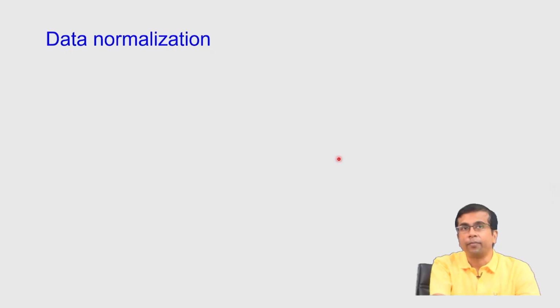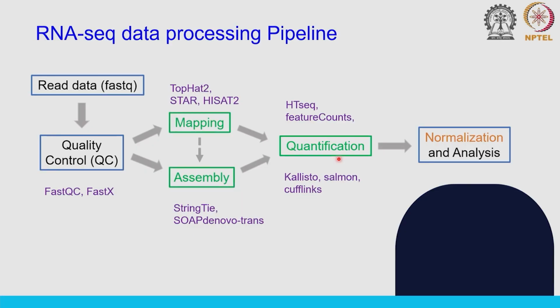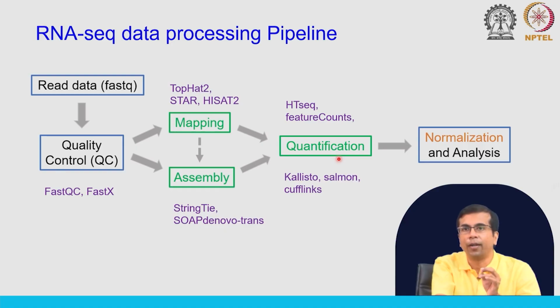The technical term that we use is called data normalization. This is a process that tries to minimize these technical errors, and here is the pipeline again for you. We have talked about all these steps before: quality control, mapping, assembly and quantification, and this is where we are now, normalization. This is the final step before we go into the data analysis, or actually answering the biological question that we are interested in.